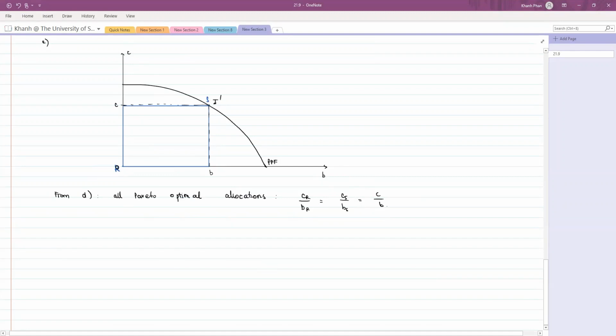So now C on B, as you can see over here. As we derived from part D, any allocation such that the consumer is consuming the same proportion of B and C is going to be the Pareto optimal allocation. So for example, if Richard wants to consume alpha units of B and also alpha units of C, that is going to be the optimal allocation.